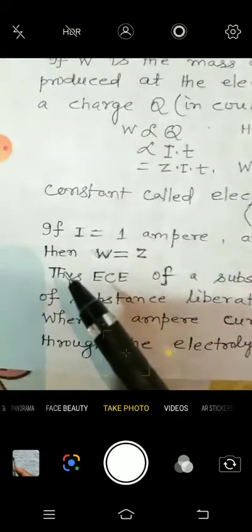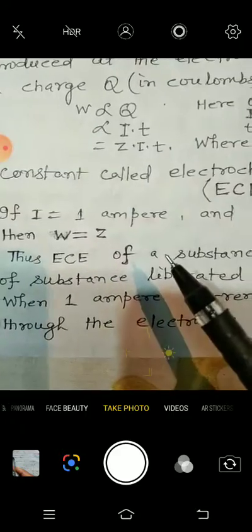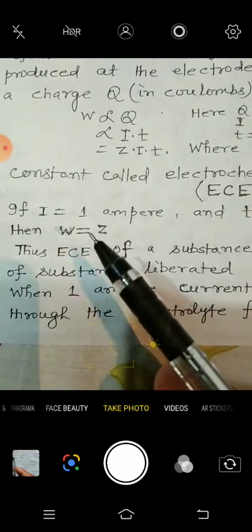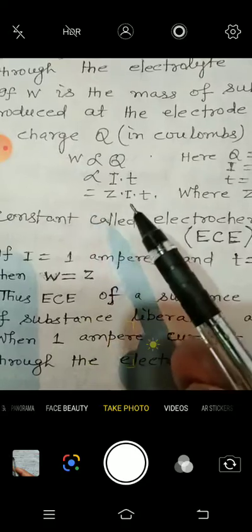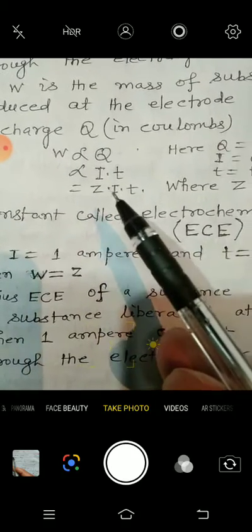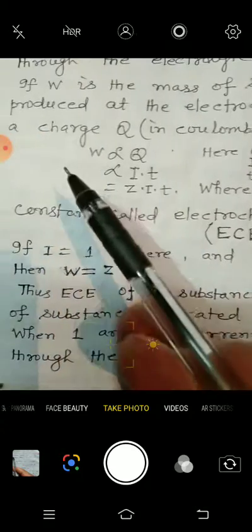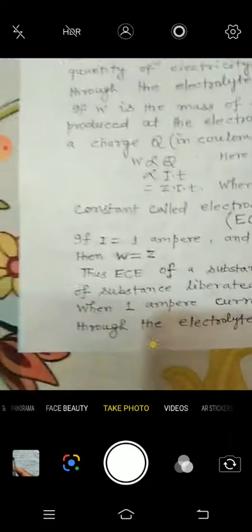So this is the definition of the ECE. On the basis of this, when the current is 1 ampere and the time is 1 second, then W will become equal to Z with the help of this equation. So see here, when this becomes 1 and this becomes 1, automatically Z will become equal to W.